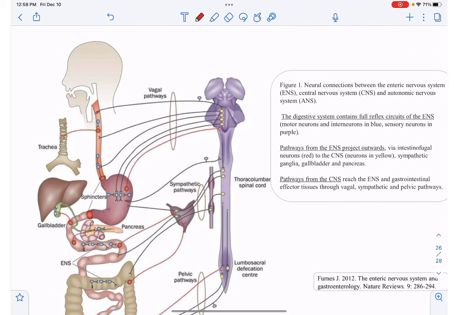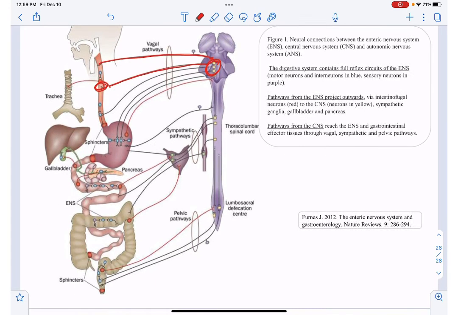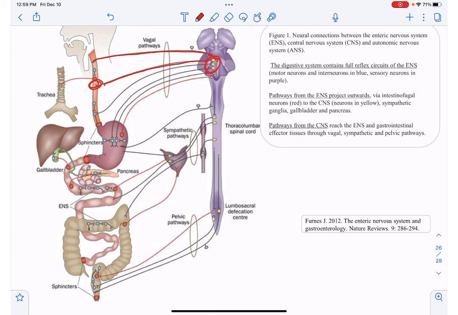So sensory information from the GI tract can travel to the brainstem, and then the brainstem can integrate that information and activate motor neurons that travel back to the GI tract and cause different digestive activities to occur. And you can see that occurs from the brainstem all the way down through the spinal cord. And they can activate not only sympathetic, but also parasympathetic pathways.